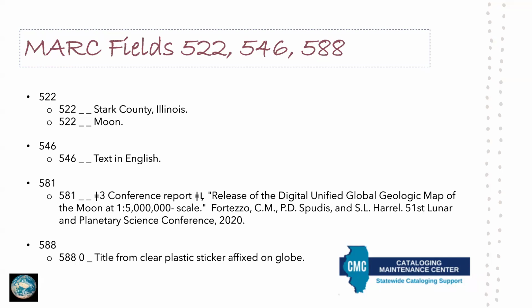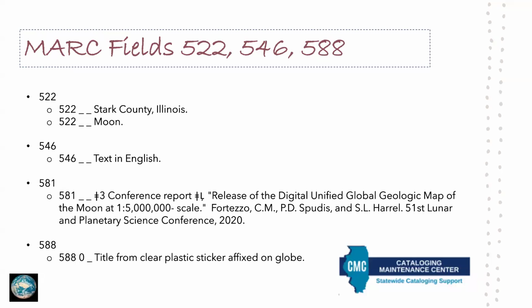There is a 581 or publications about described materials note present because there was a conference report actually published about the globe. So you can see that information there. Should you want to go read more about the globe, there's a report. And including a 588, the source of description note will be necessary if the title in 245A is taken from somewhere other than a title page. And this is going to be more common, of course, with globes than with plat books. Although some of those aren't great at title pages either.